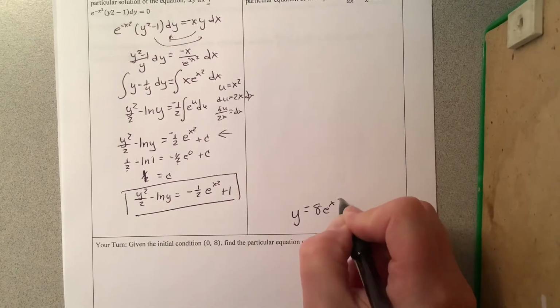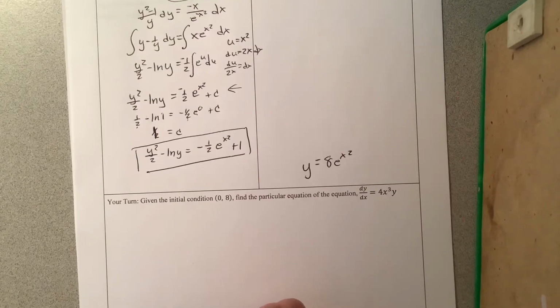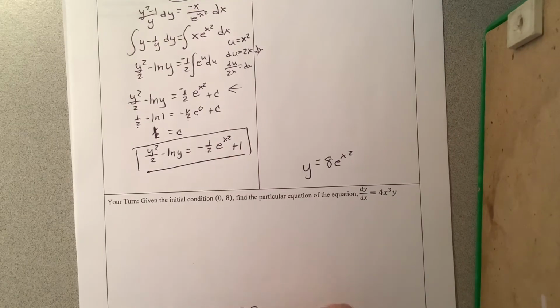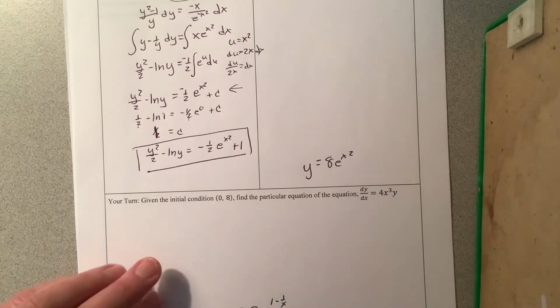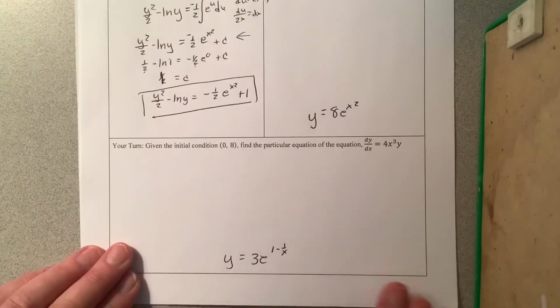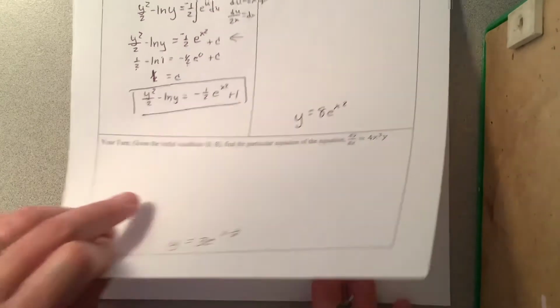8e to the x squared. This one is y equals 3e to the 1 minus 1 over x. Work those, see if you can get those answers. Got it on your video? There you go. All right, next, an application problem.